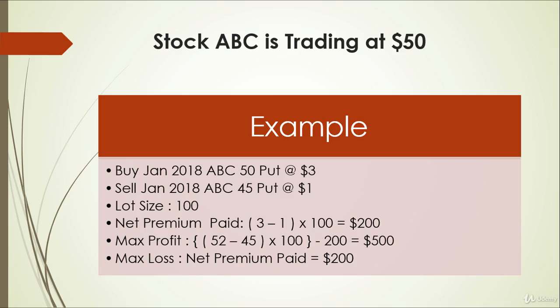Maximum gain is equal to the difference between the strike prices minus net debit, which is 52 minus 45 is equal to 7, minus 2 is equal to $5 per share. And maximum loss is the net debit, that is $2 per share. Lot size is 100. Multiplying by 100, we get maximum profit can be $500 if price declines and maximum loss can be $200 if price rises.